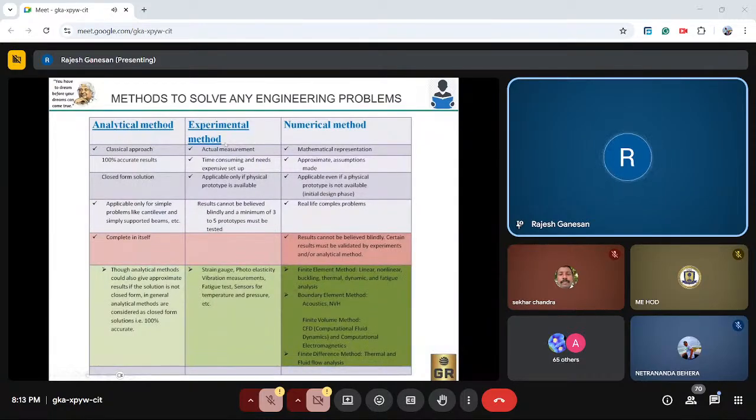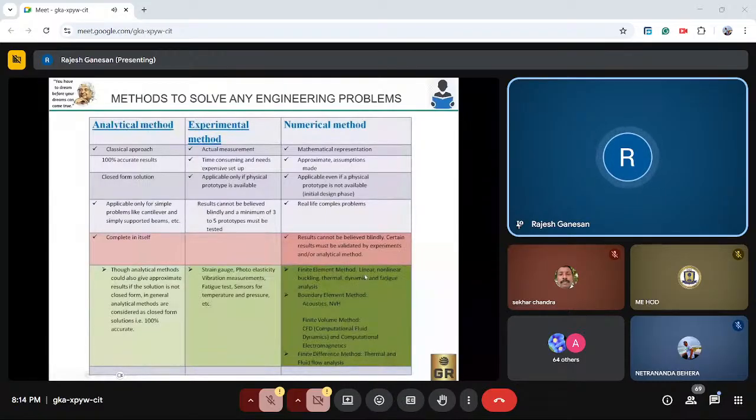Okay. The next one is the numerical method. The numerical method is a basic method, a mathematical representation where approximate assumptions are made. It is applicable even if a physical prototype is not available, because it is the initial design phase. Even if we have to imagine that we have this product, I am developing the product. For example, if I am designing a spring, we assume the spring tension and whether it is compressive or similar data, and do it according to the applications.